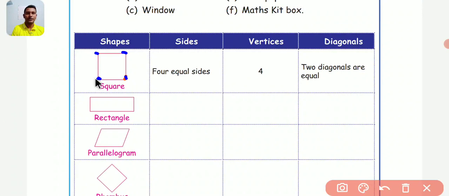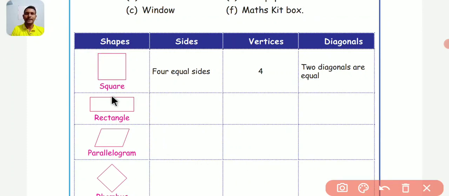Diagonals, there are two diagonals. A diagonal is nothing but joining the opposite corners. If you join the opposite corners, you will get a straight line. That line is called a diagonal. There are two diagonals in a square, and those two diagonals are equal in length.